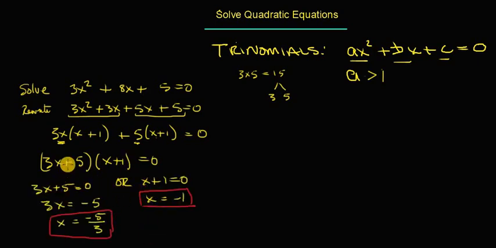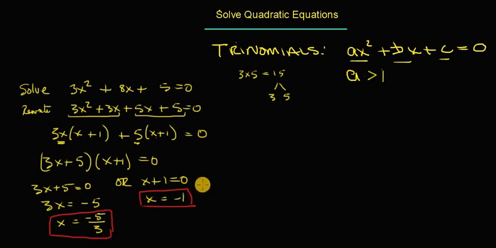You can see I've got 3x plus 5 equals 0. And that means that 3x is equal to negative 5. I then divide across by 3, both sides. So I'm going to get x is equal to negative 5 over 3. Or else I'm going to have x plus 1 is equal to 0. That means x equal to negative 1.